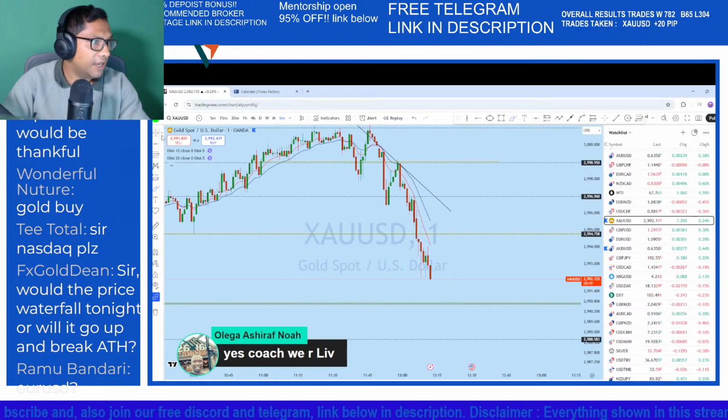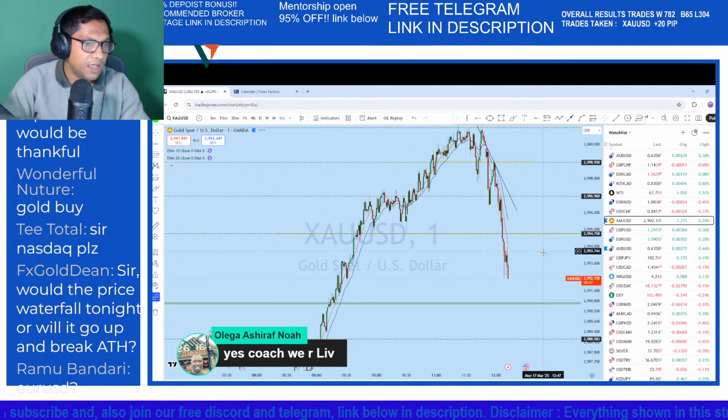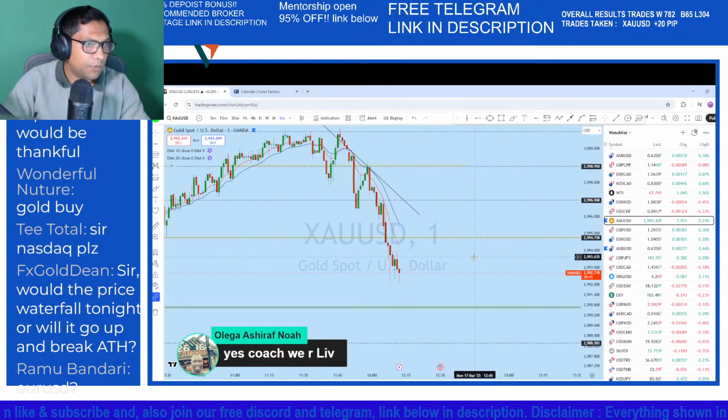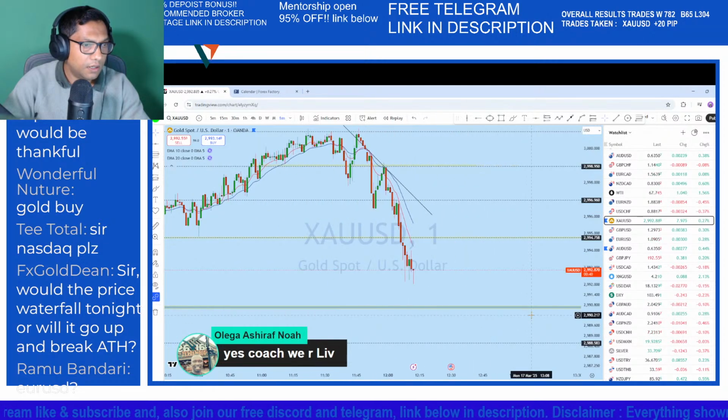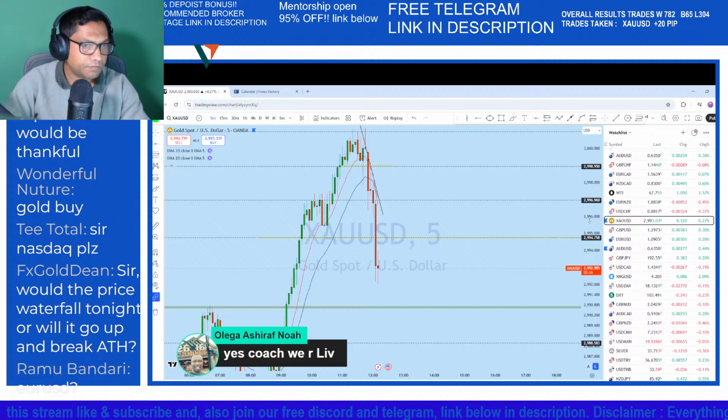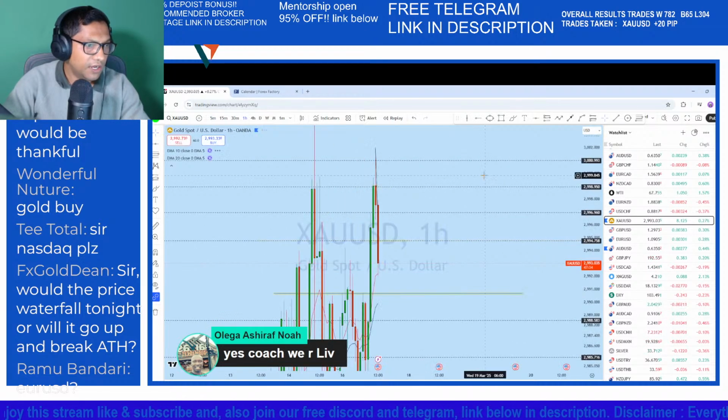There is a drop here again on the lower time frame, and with the drop, the price is approaching that support level. And with that support level, let's wait to see the candle close on the 4 hour, the 1 hour, and the 30 minutes.